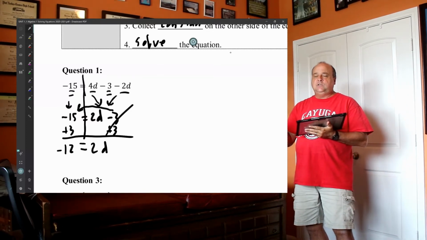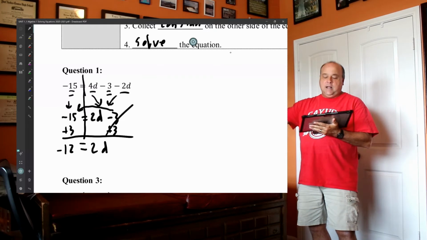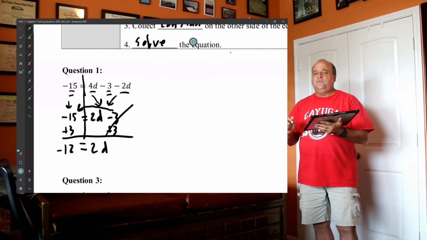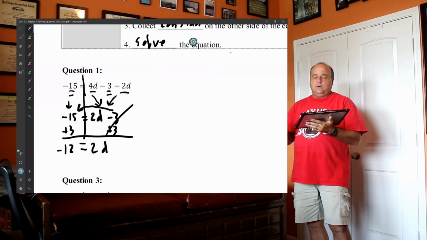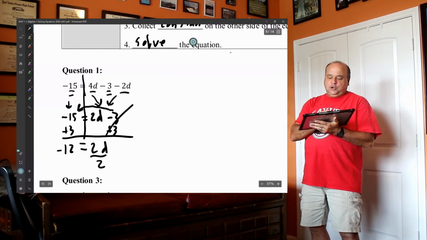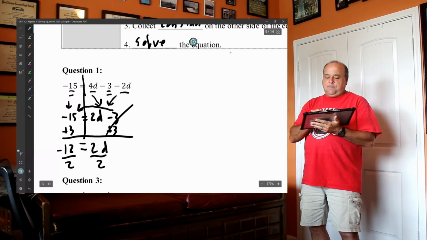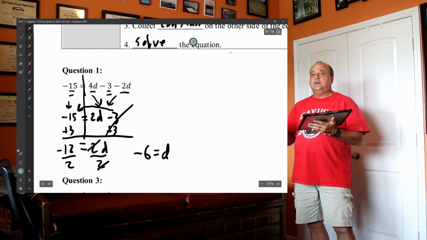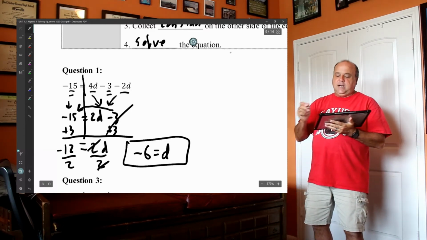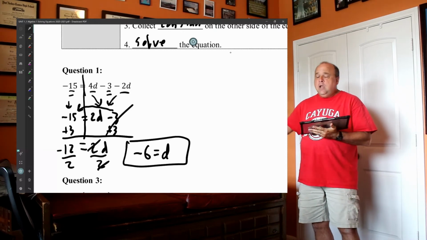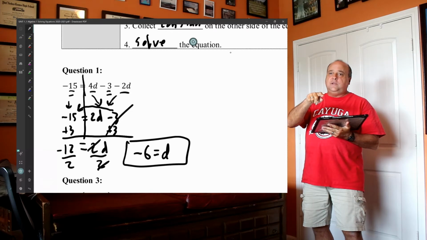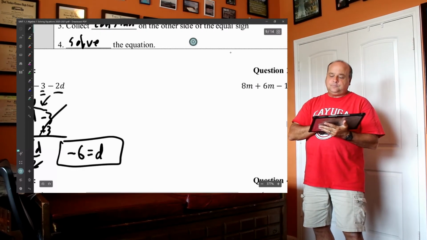Negative 15 plus 3, you've got more 15s than 3. The sign is negative. They're not the same, so you take 3 away from 15. So that's where the negative 12 comes from. Then divide by 2, and a negative divided by a positive is a negative. 12 divided by 2 is 6, and that's going to equal D because the 2's divide out to 1. So my answer is negative 6 equals D. So if you look at this problem, we group the letters up, we move the number to the other side, and then we divide it.